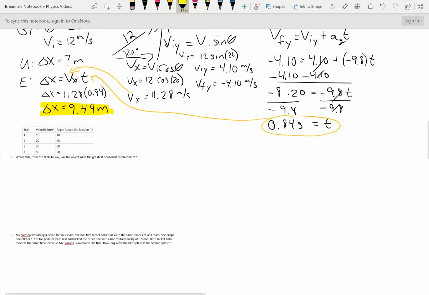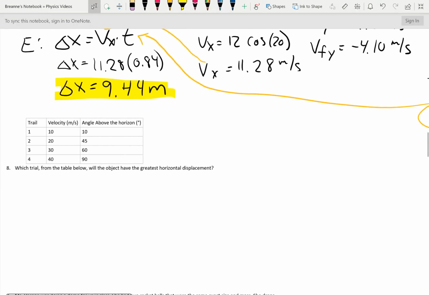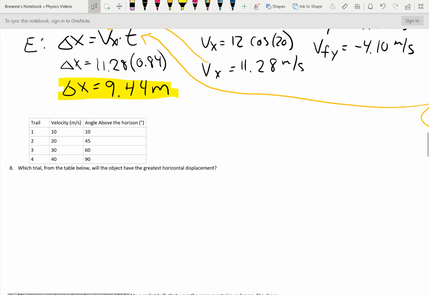There we go. Number 8. Which trial from the table below will the object have the greatest horizontal displacement? So which will have the greatest horizontal displacement? So again, we're looking for horizontal displacement. So we're looking for delta x. That's what we're looking for.